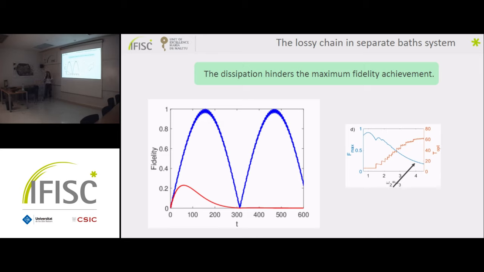When the frequencies of the channel are high enough, the trajectories are not able to achieve the maximum fidelity because the dissipation kills the signal before that. This plot corresponds to this point here.